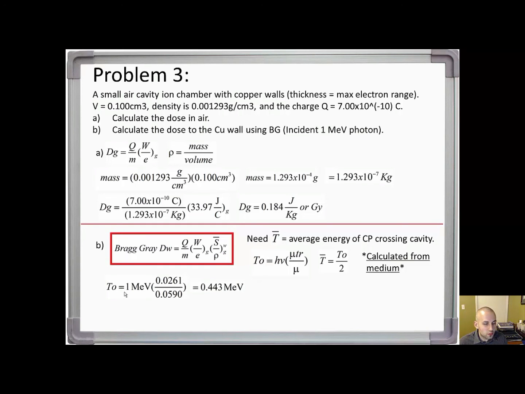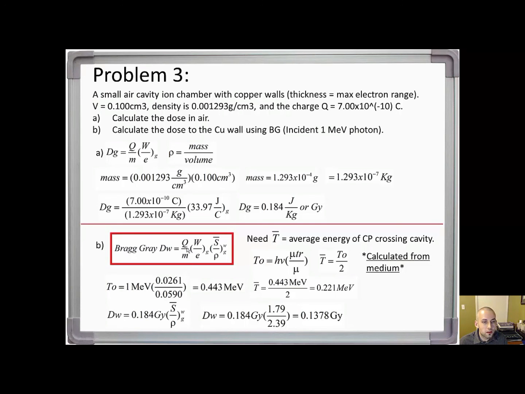So let's go ahead and follow through. 1 MeV, there's our initial photon energy. This is our mu Tr over mu of copper. We get an answer of 0.443. And to get that average energy of charged particle crossing the cavity, we divide it by 2.